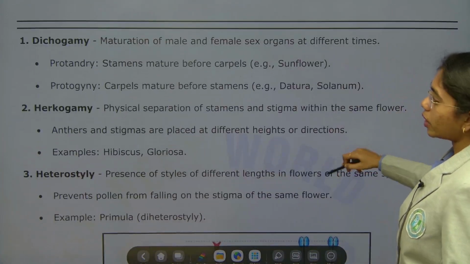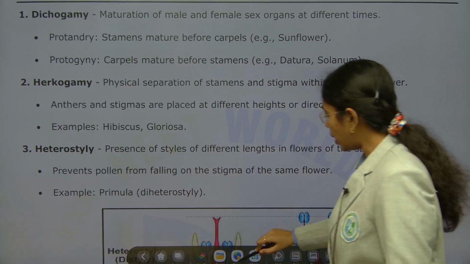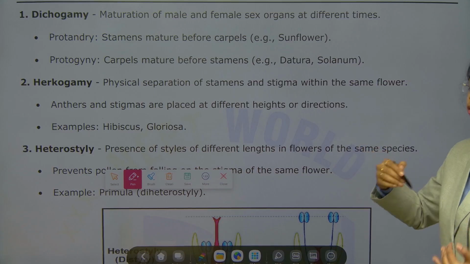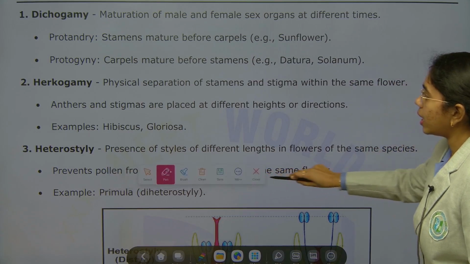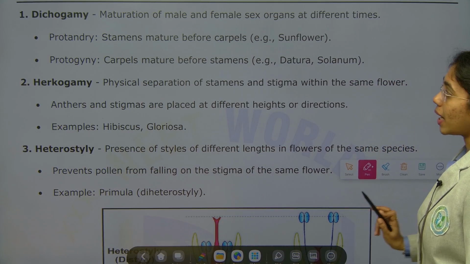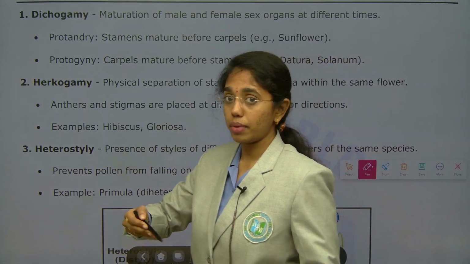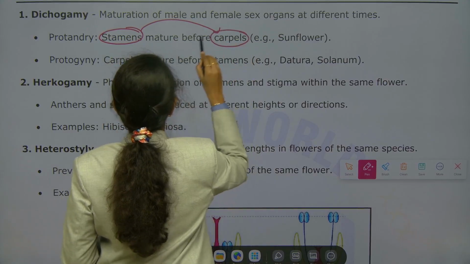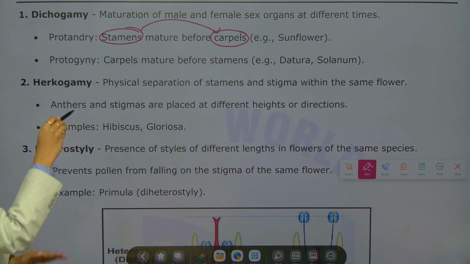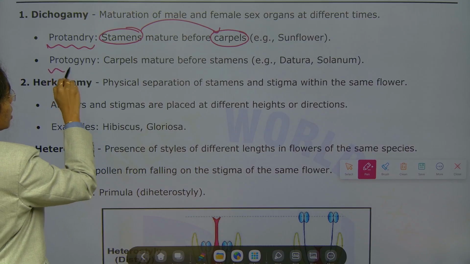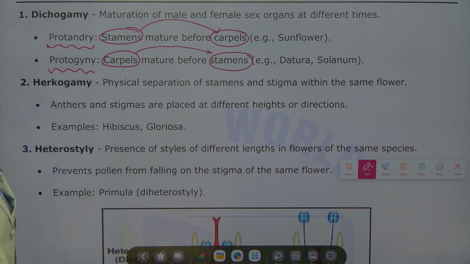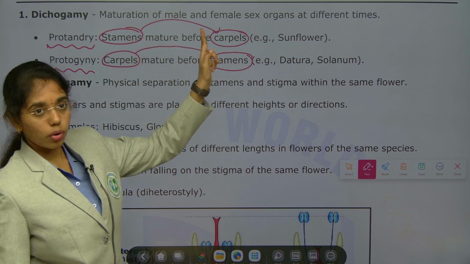First is what? Dichogamy. Dichogamy is nothing but maturation of male and female sex organs at different times. If the male reproductive structure is maturing earlier than the female, that is, stamens mature before the carpels, that is addressed as protandry. What is protogyny? Carpels mature before the stamens. Protandry, stamens mature before the carpels.